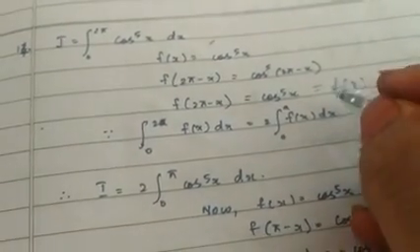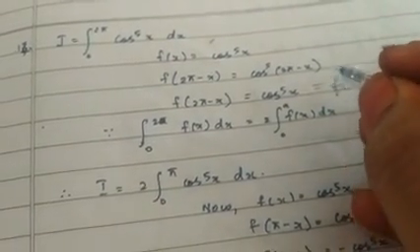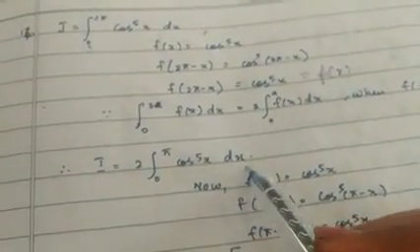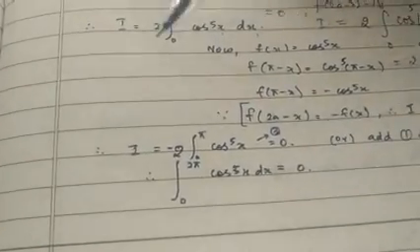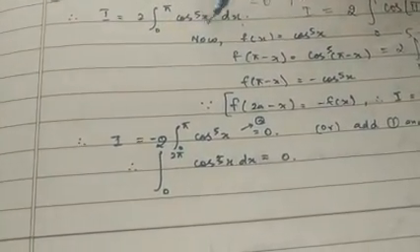If you are getting this result, it can be written as 2 times integral 0 to a of f of x dx. Therefore, integral 0 to 2a can be 2 times integral 0 to a. Therefore, 2 times integral 0 to pi cos power 5x dx.